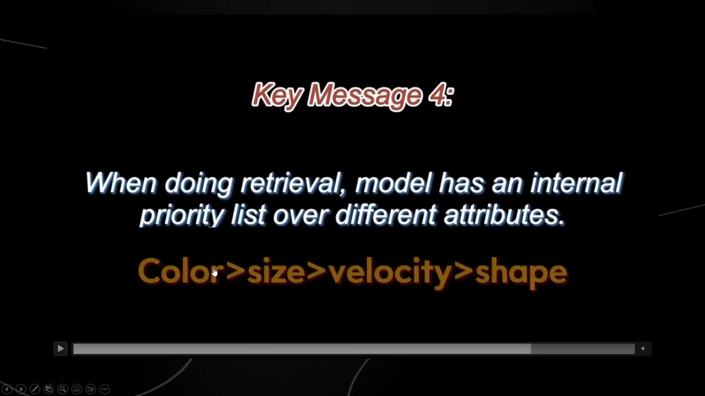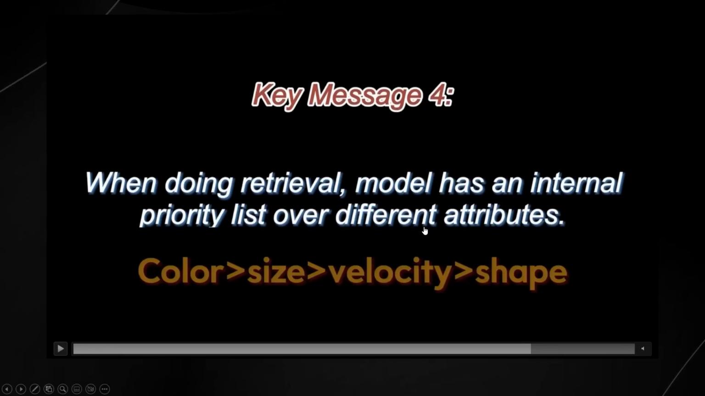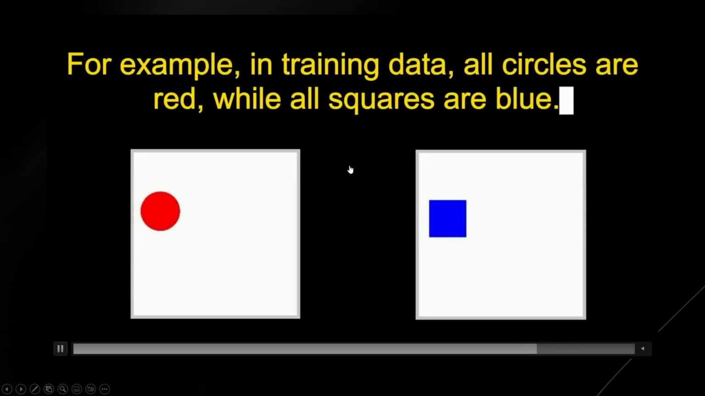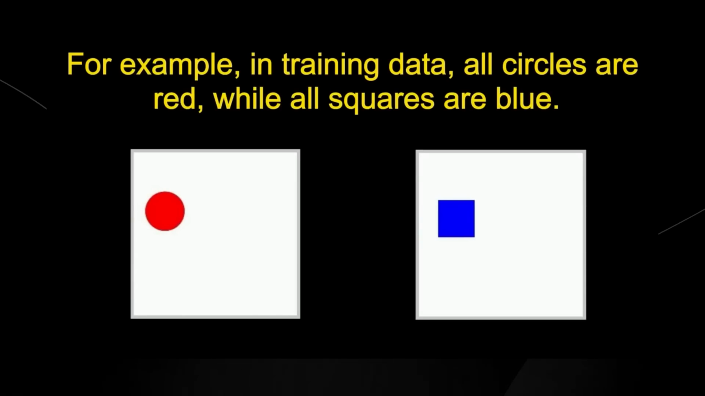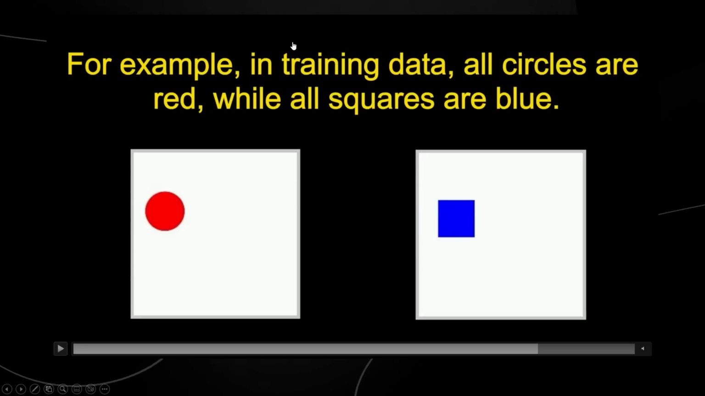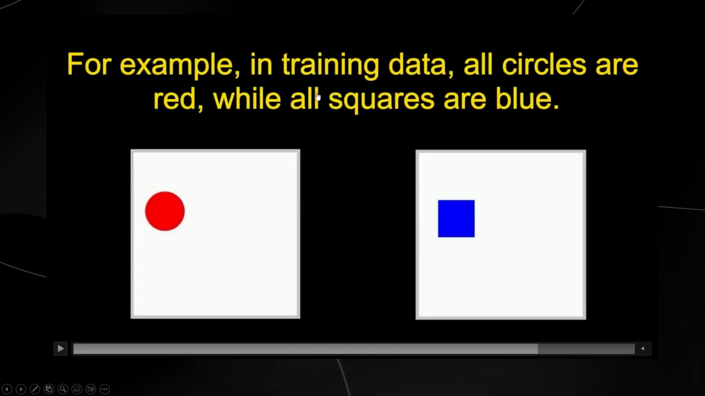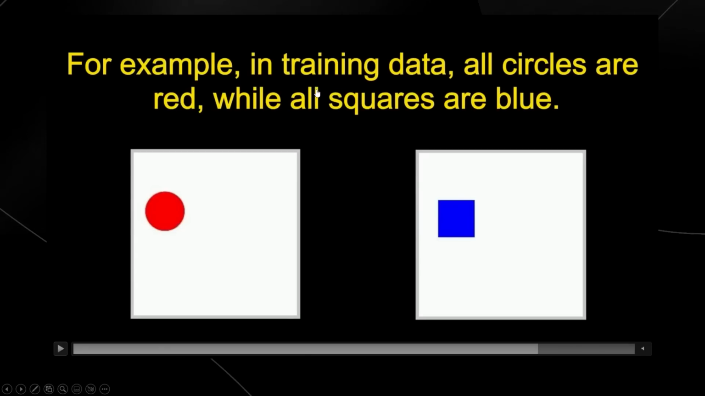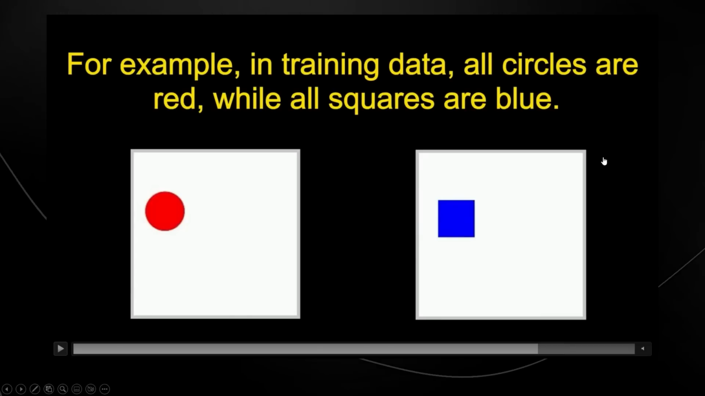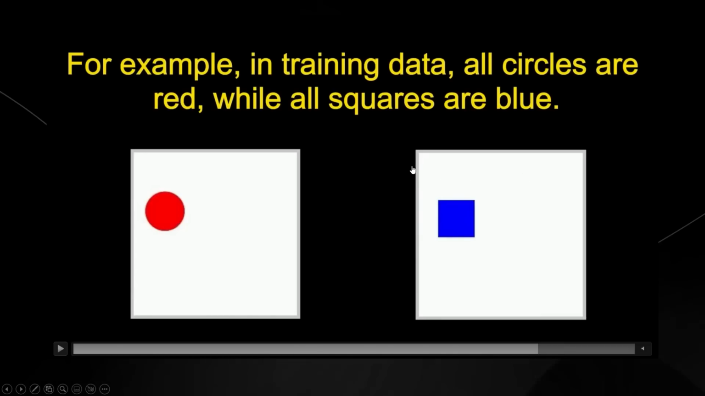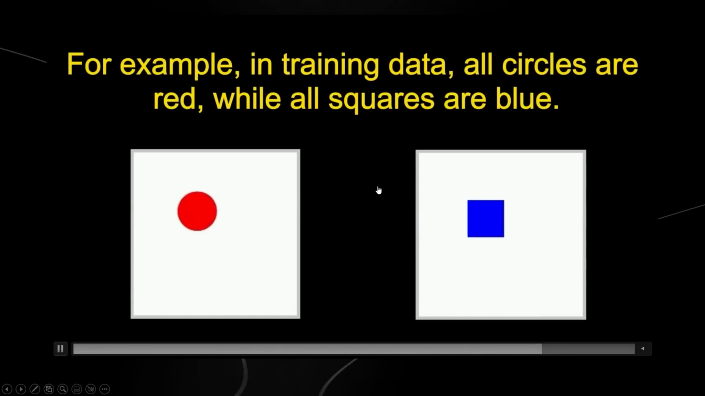So basically, the model will look at first the color, then the size, then the velocity, and then the shape. It doesn't even look at the physics at all. It doesn't really care. It just looks at those things. So this is the example that blew my mind. And I was like, oh my gosh. So it says that, for example, in the training data, all the circles are red, while all the squares are blue. So this is the only training data that they have. All the circles are red and all the squares are blue. Pretty cool, right? Very simple, very easy to follow.